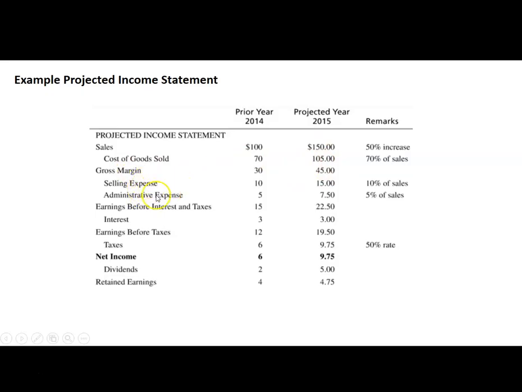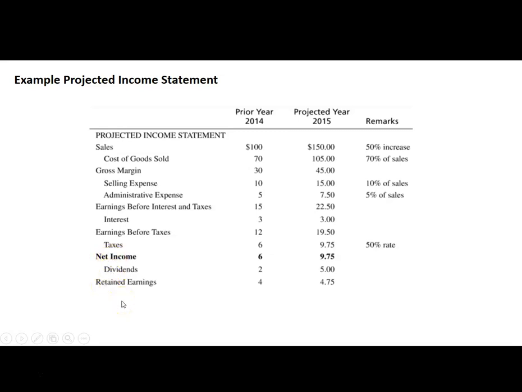For some of these other line items, you don't always have to make a remark, but if they are important to your recommendations somehow, then you would want to make a remark over here in this column. So then it's just a bunch of math, really. You should know this from prior classes. You get your net income, and then if you pay out dividends, you need to subtract that out to get retained earnings. If you don't pay out any dividends, then your retained earnings simply is your net income.